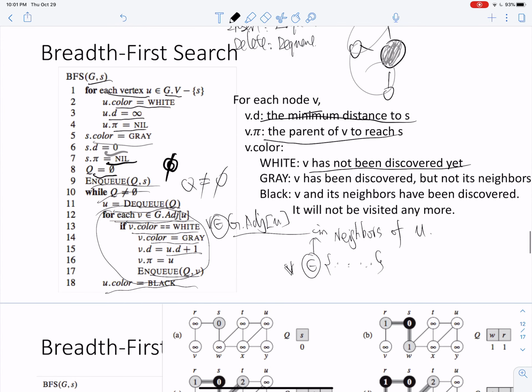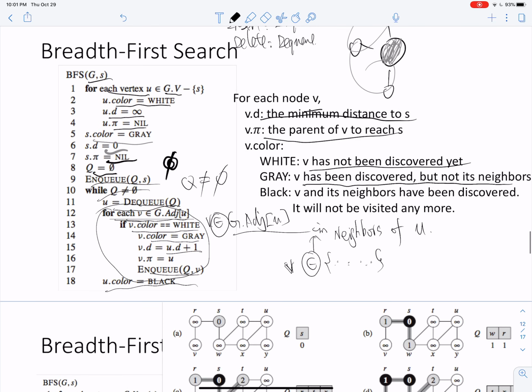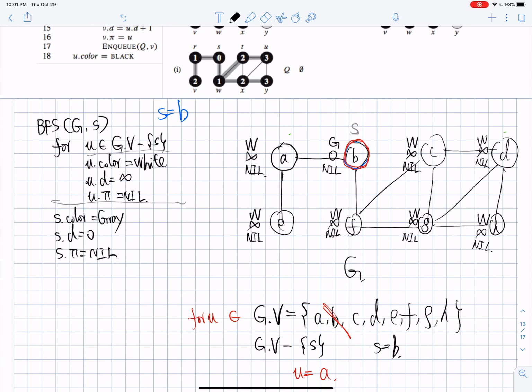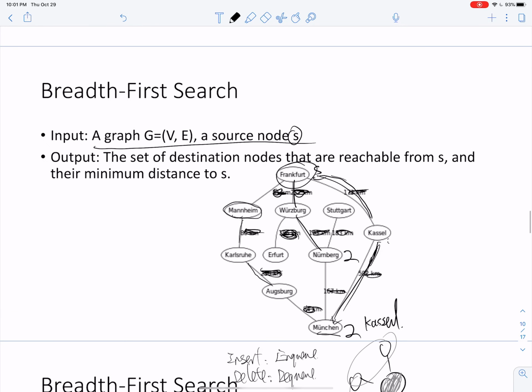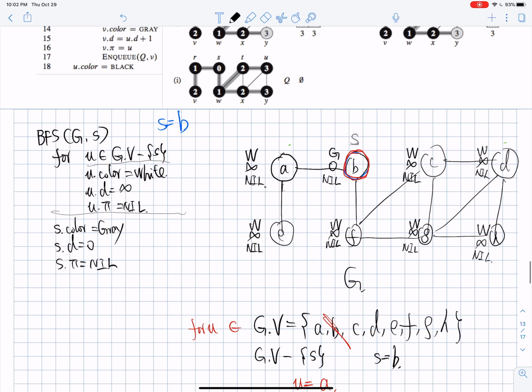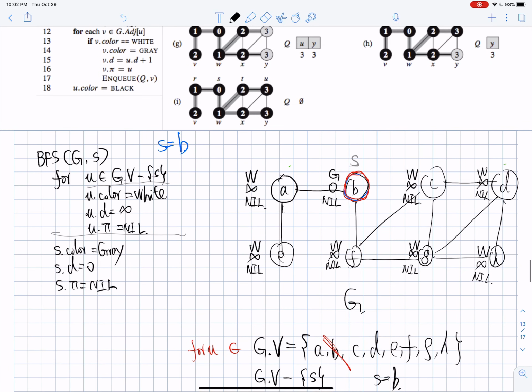Okay, so let's look at why we associate it with a gray color. If we go back, you probably know that a gray color means this node has been discovered, but not all of its neighbors. Here we give the gray color by acting like this: in the morning, you just pick up your mails here at Frankfurt, and you are already at Frankfurt. So this city has been visited, but not its neighbor cities. That's the reason why we give it a gray color. And we also give it a distance of 0. So we set s dot d as 0.